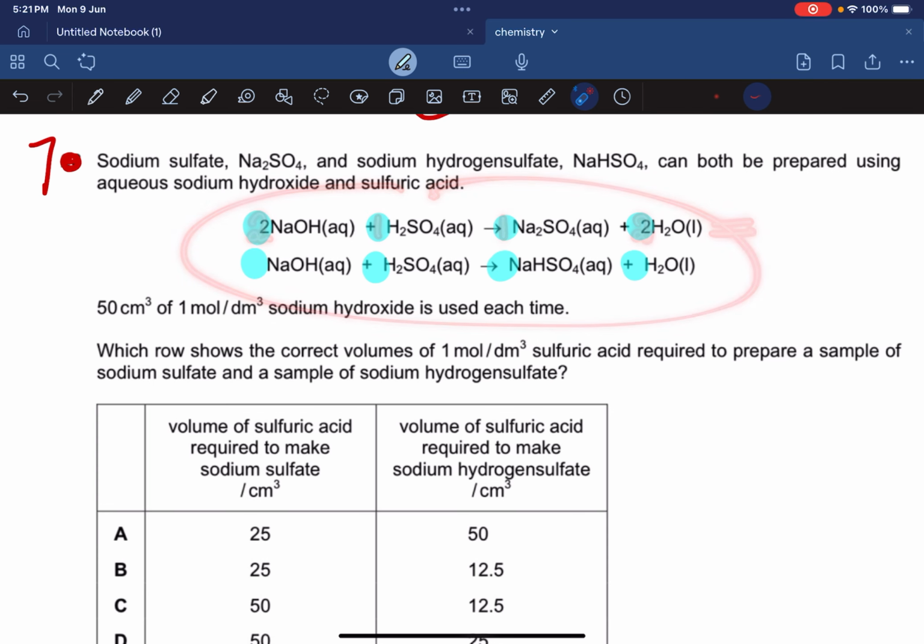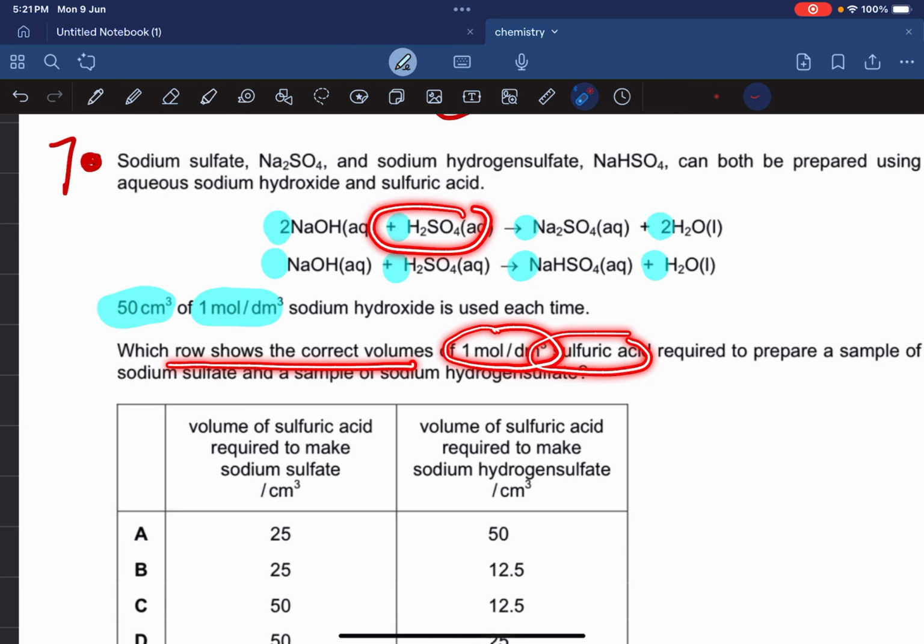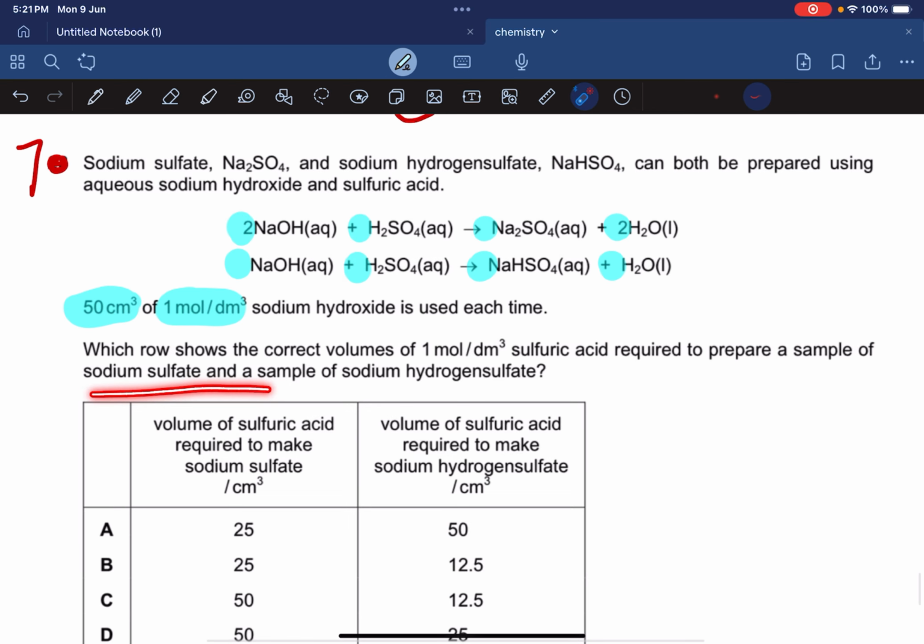Okay, 50 cm cube of 1 mole sodium hydroxide is used each time. We are given the volume, we are given the concentration, and we are told that this is used each time. Which row shows the correct volumes of 1 mole per dm cube sulfuric acid required to prepare a sample of sodium sulfate and a sample of sodium hydrogen sulfate?